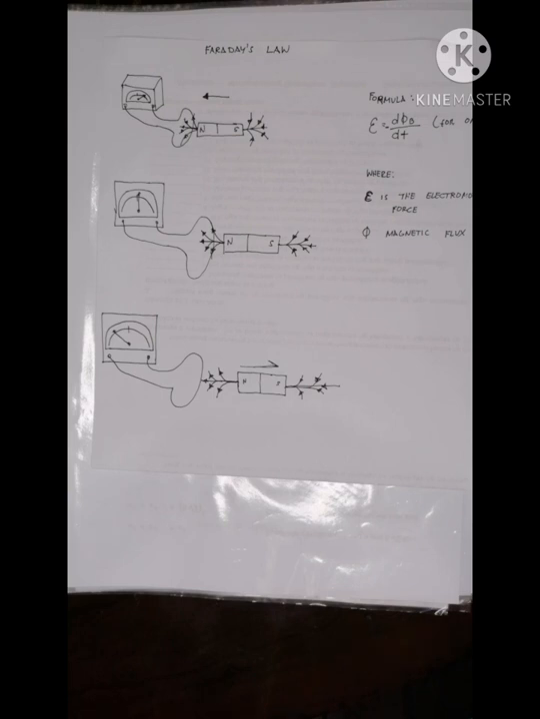Now, there is also a multiple-loop case. In our illustration, we have a galvanometer, wires with many loops, and a magnet. In our formula, the electromotive force is equal to the negative of the number of turns times the total change of our magnetic flux over a shorter time.